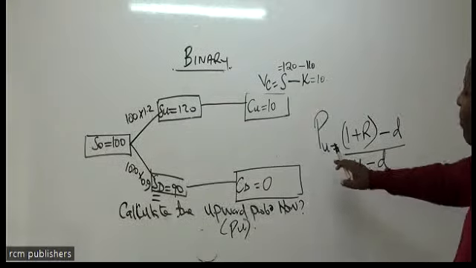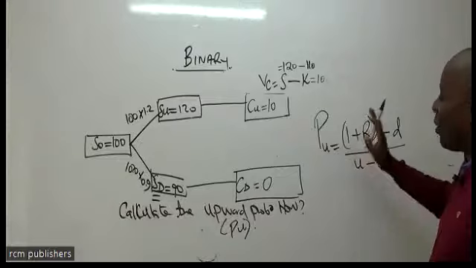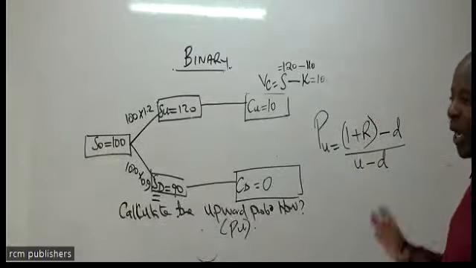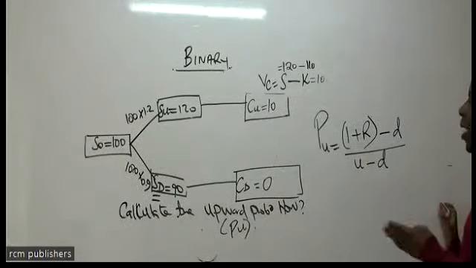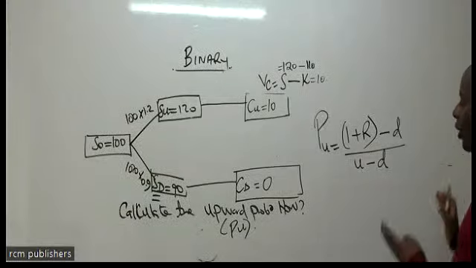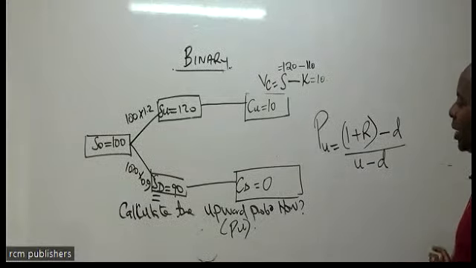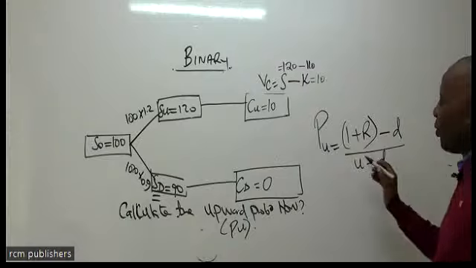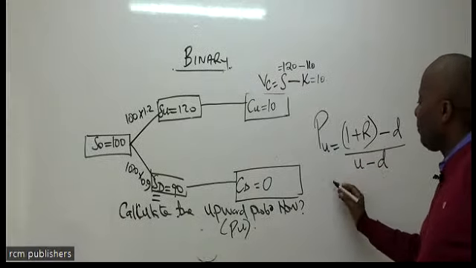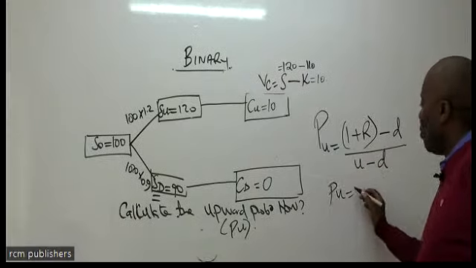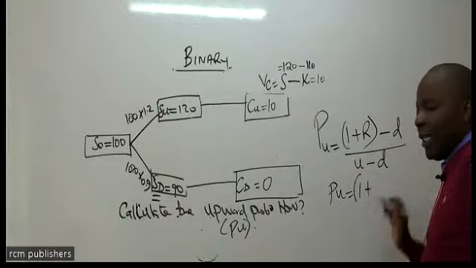So in this case, the upward probability, you have to cram this formula, is 1 plus R minus the down index, all over U minus the down index. So what do we have, ladies and gentlemen? My PU will be equal to 1 plus the risk-free rate.